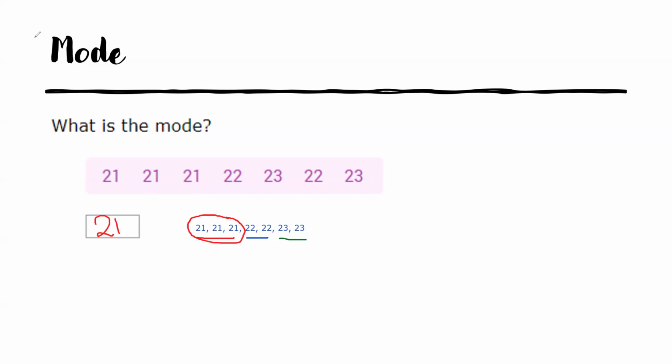Now, just for a little extra here, it is possible for you to have 2 different modes. Like if you were given this set of data, but there was an extra 23 on the end, then your mode is allowed to be both 21 and 23.